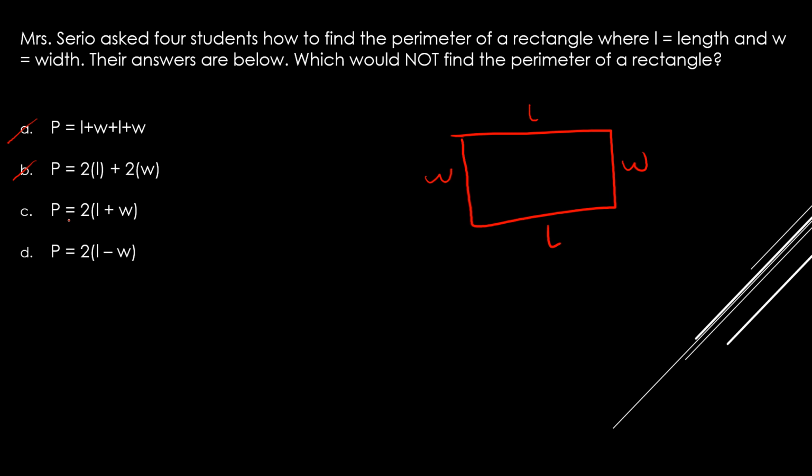When we look at these two on the bottom, if I were to distribute, I would have 2L plus 2W, which is the same. So that means that this one down here would not be correct. If I have 2L minus 2W, that is not the same as adding. Okay, when we're solving for perimeter, we are always adding. We are never multiplying, we are never subtracting or anything. So we're always going to be adding.